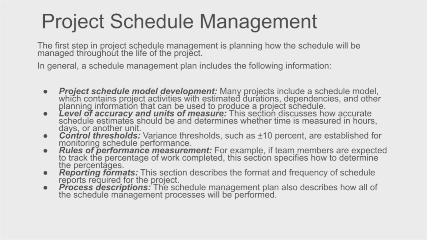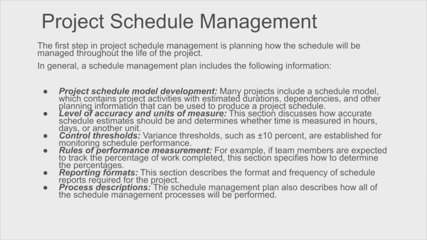So this section discusses how accurate schedule estimates should be and determines whether time is measured in hours, days, or some other convenient unit. We're also looking at control thresholds, which includes things like the variance. How far does something have to go off schedule for us to say, oh, this is a problem? So things like plus or minus X%, 10%, as I've used here, are usually put in place. So if something goes off by 10%, or if it's gone over by a certain number of days, then it requires a schedule change.